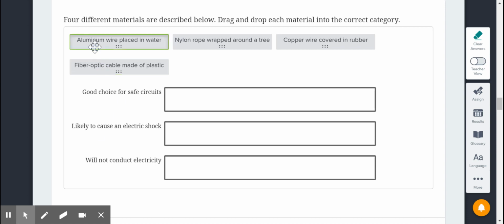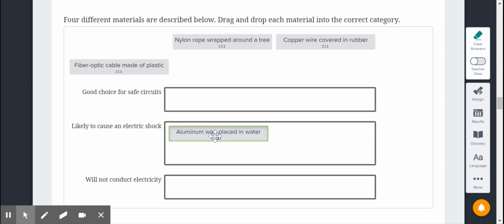So our first option, aluminum wire that's placed in water. Yep, that is going to shock you. An aluminum wire is a conductor, so the electricity can flow through it, and water is also a conductor. So if you have anything that is plugged into an outlet and it's in water, it's actually really dangerous. It can shock you and even kill you. So that is definitely going to cause an electric shock.